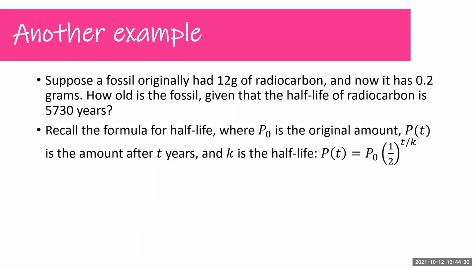Well, to do this, we have to remember the half-life formula. So remember here that P naught is the original amount, P of t is what is left after t years, and K is the half-life. So our formula is P of t, what's left after t years, equals the original amount, P naught, times 1/2 raised to t over K. So for our situation, we have 0.2 because that's what's left, equals 12 because that's what we started with, times 1/2 to the t over 5730.